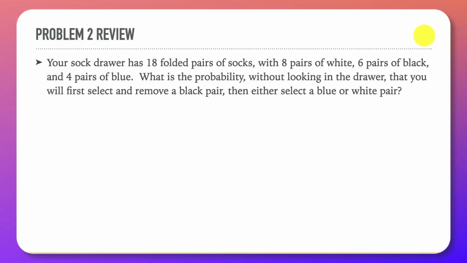Your sock drawer has 18 folded pairs of socks with 8 pairs of white, 6 pairs of black, and 4 pairs of blue. This is your sock drawer. That's what it looks like.